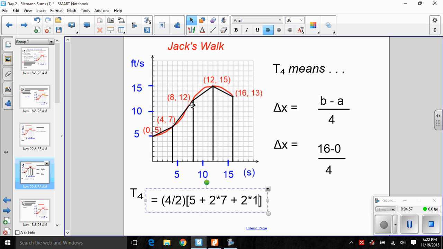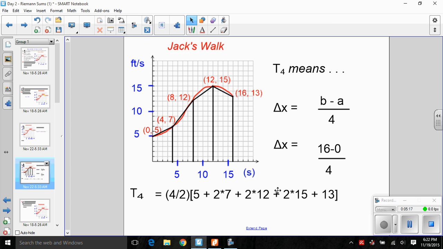And we need 2 of the 15. And lastly, just 1 of the 13. That function value only acts as the base of the rightmost trapezoid. So we only want to count it once.